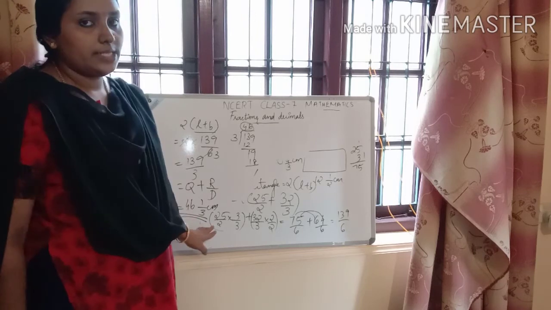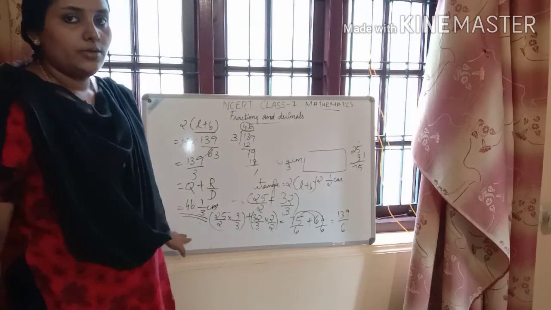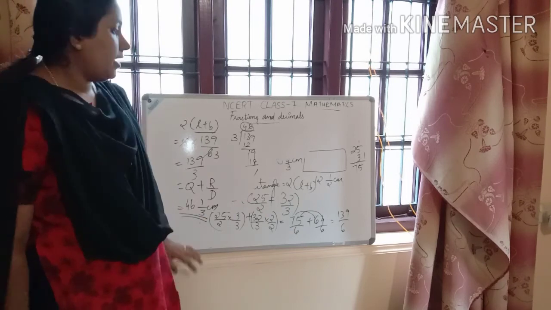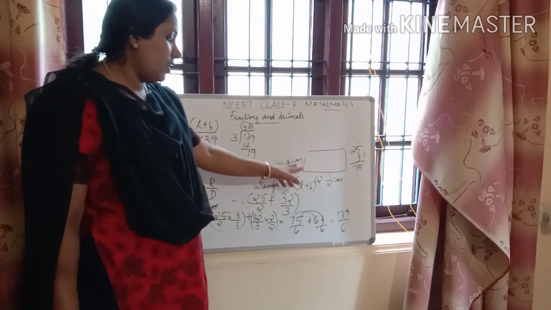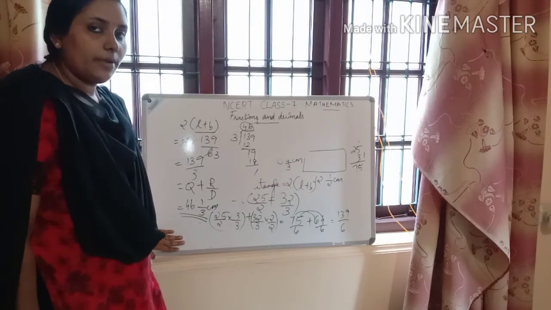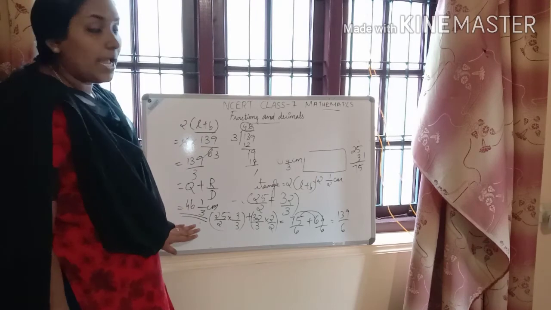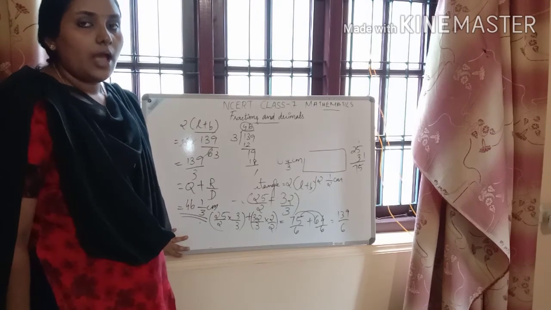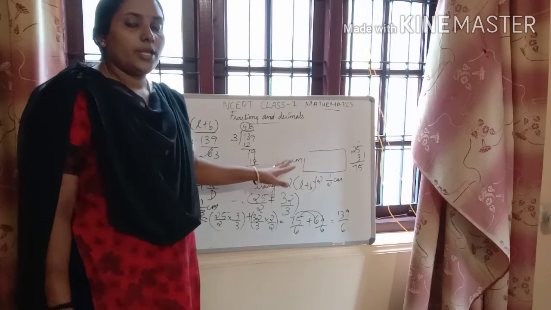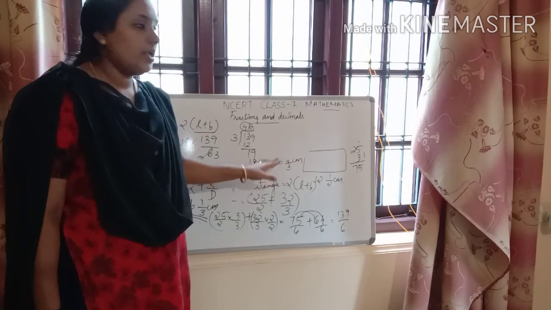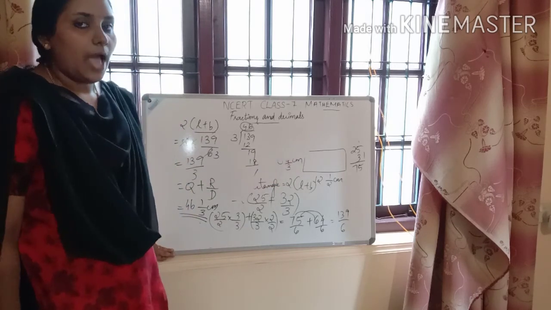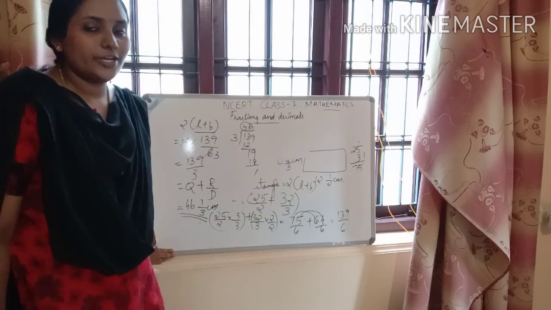Don't forget to write the unit. The unit of the perimeter is centimeter. If the dimensions are given in centimeter, you should write the answer in centimeter. Otherwise, whichever unit is given for the dimensions, you have to write that unit in the answer.